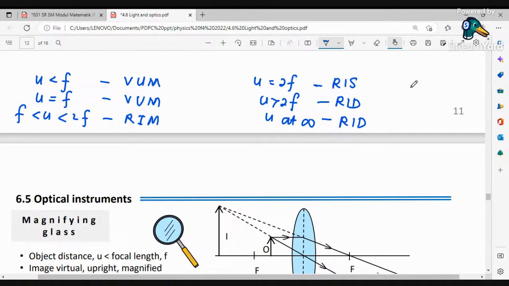Okay, today we continue our lesson on chapter 6, light and optic. I will continue on topic 6.5 and 6.6 today, which means we finish chapter 6.